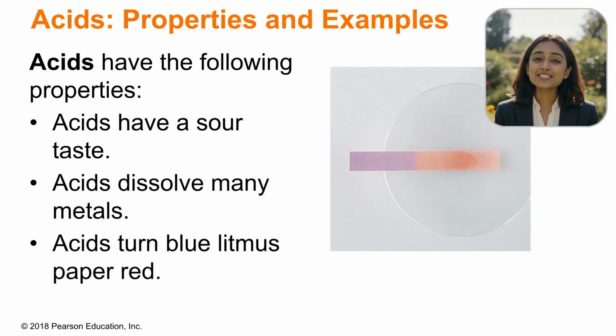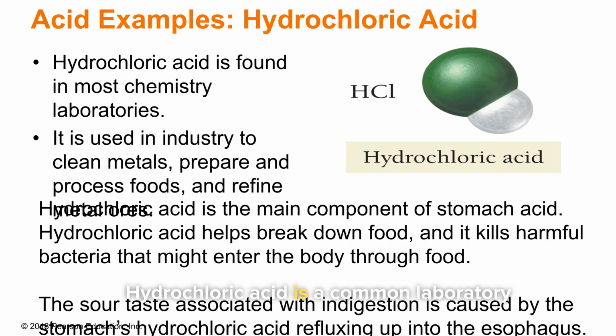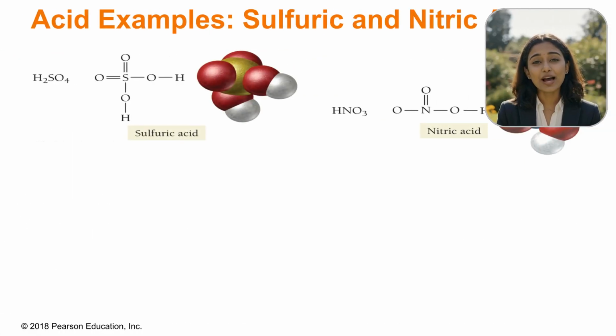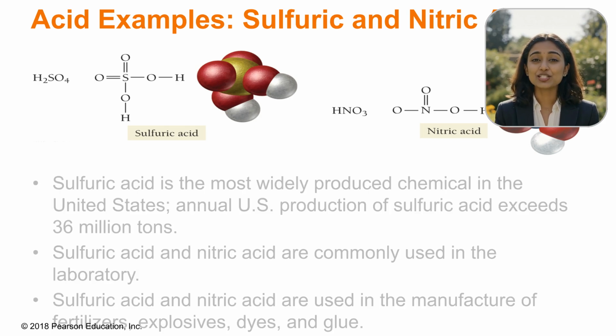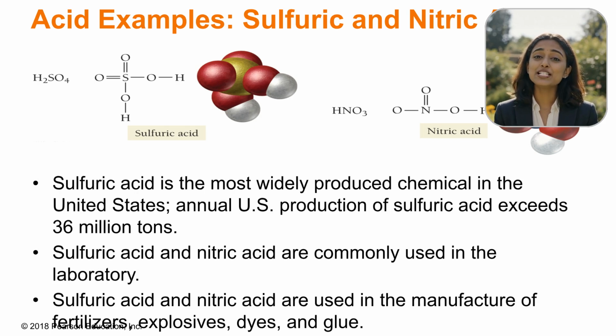To summarize, acids generally have a sour taste, can dissolve many metals, and are known for turning blue litmus paper red. Hydrochloric acid is a common laboratory chemical and a crucial component of our own stomach acid, aiding in digestion and protecting us from harmful bacteria. Sulfuric and nitric acids are widely used in industry and research. Sulfuric acid, in particular, is produced in massive quantities for use in fertilizers, batteries, and other vital products.